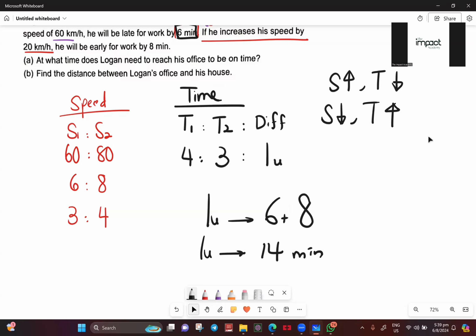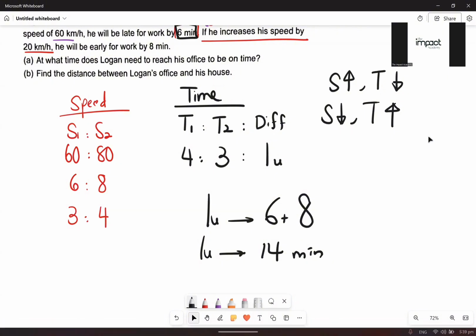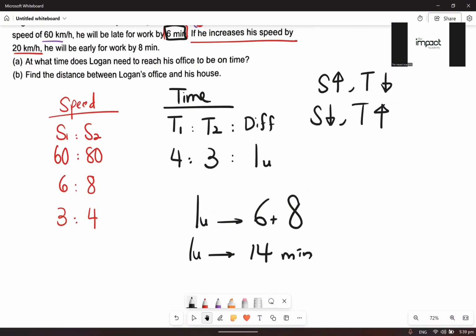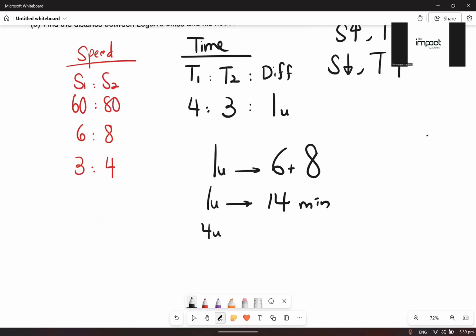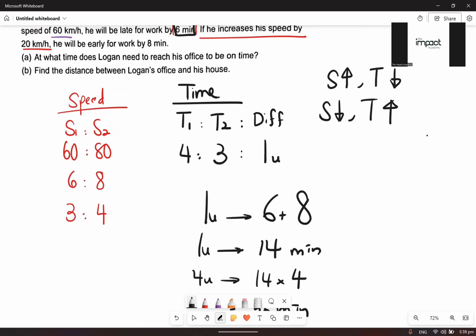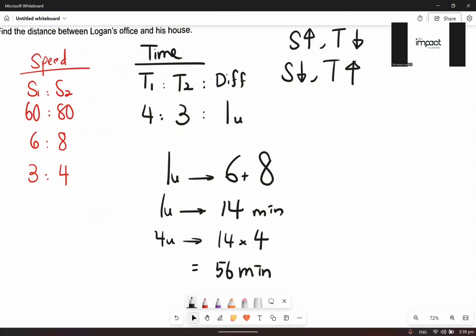So what we want to do next is to answer the question: at what time does Logan need to reach his office to be on time? You want to find the time first, which is 4 units, right? So 4 units is 14 times 4, and we realize that the answer has to be 14 times 4. That gives me 56 minutes. Now, the question says, what time does he need to be at his office if he wants to reach on time?